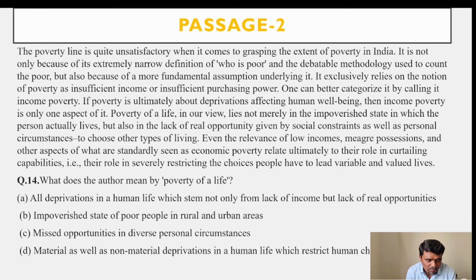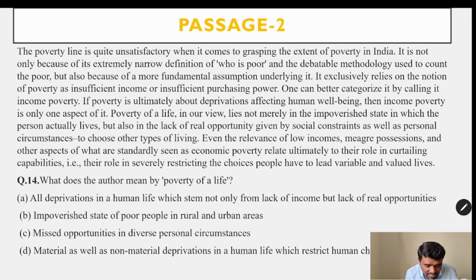Same passage. One more question. What does the author mean by poverty of life? I hope now you understand the main idea of the passage. He is talking about poverty of a life, not in one dimension. One dimension is income poverty, but he wanted to include all other dimensions. So all deprivations in a human life which stem not only from lack of income but lack of real opportunities. It is clearly mentioned.